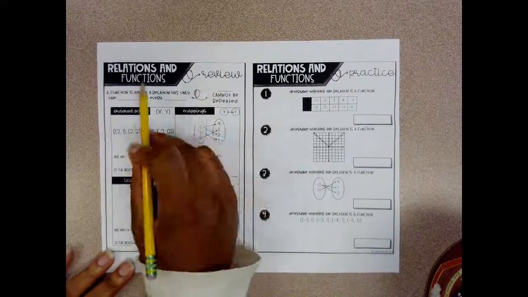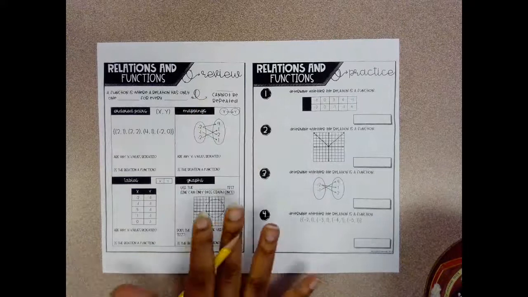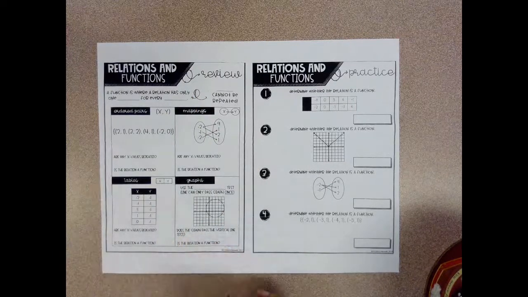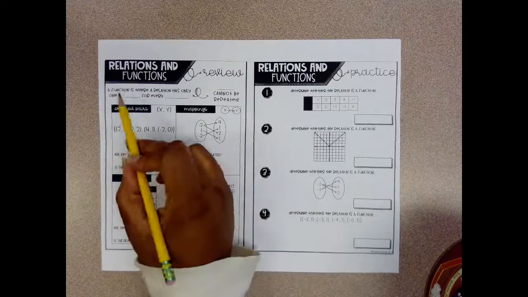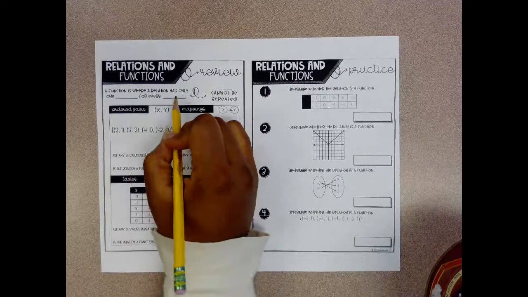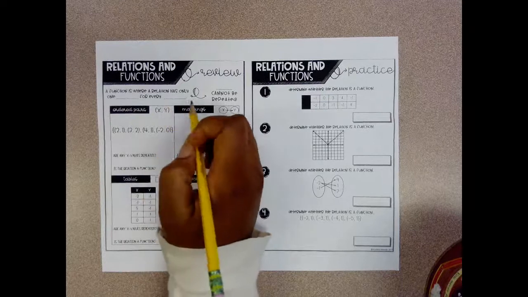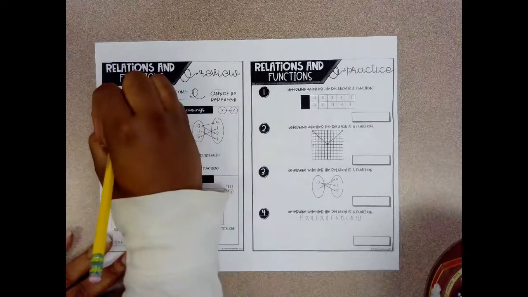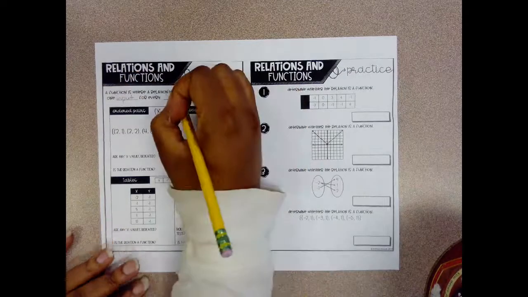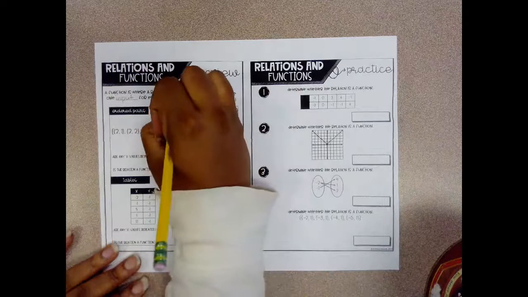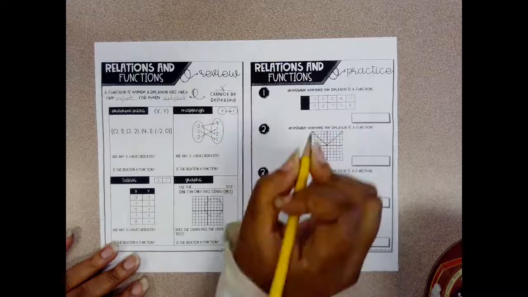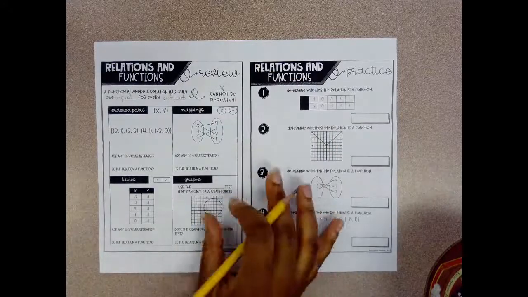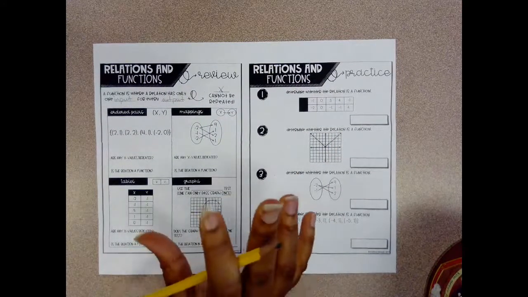So here is our relations and functions review based off of what Miss Looney has already gone over with you guys. All right, so it says here a function is where a relation has only one output for every input. And this is where your x values cannot be repeated. Okay, so it's very, very important that we remember that.